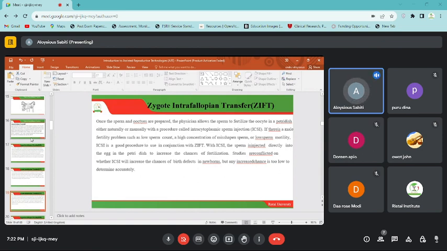So if there is a male fertility problem, such as low sperm count or a high concentration of misshapen sperm or low sperm motility, ICSI is a good procedure to use in conjunction with this ZIFT. So you may realize that these are actually procedures or methods that may be used concurrently.